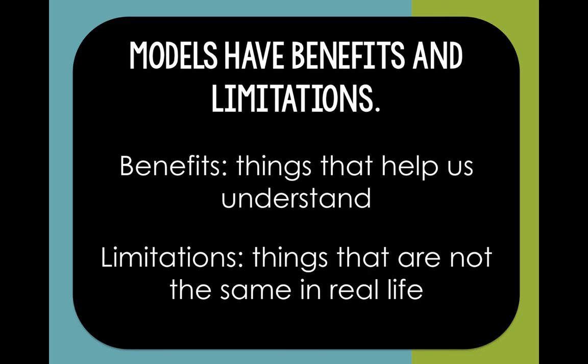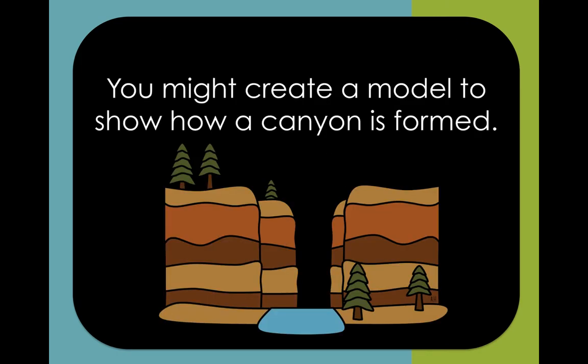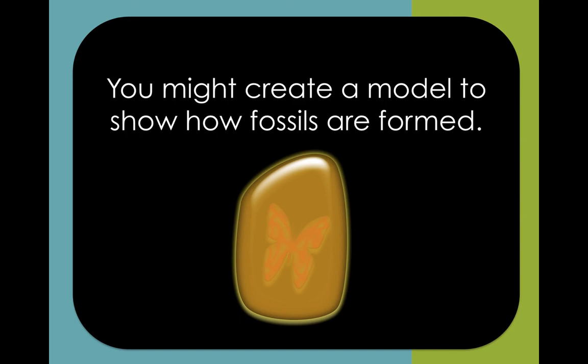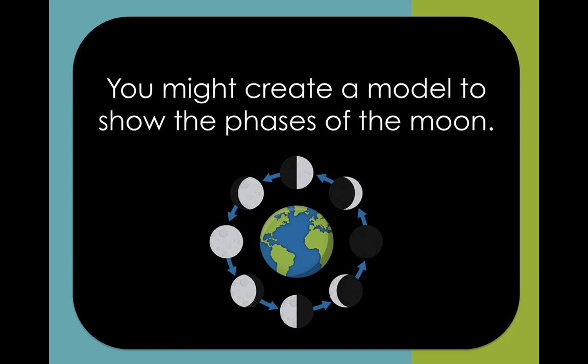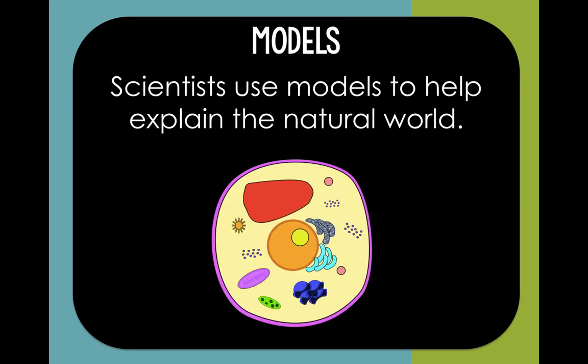However, the limitations are things that are not the same in real life. If we go back to this picture of the canyon, we know that that's not exactly what it's going to look like in real life. This picture of this fossil, that's not exactly what it's going to look like in real life. Phases of the moon, that's not exactly what it looks like. This animal cell, not exactly what it looks like. If you put an animal cell under a microscope, you're going to see it up close and personal. However, you're not going to have all of the colors and everything that you see in this model. A model is created so that we can easily learn about what we're going to go in depth and talk about later.